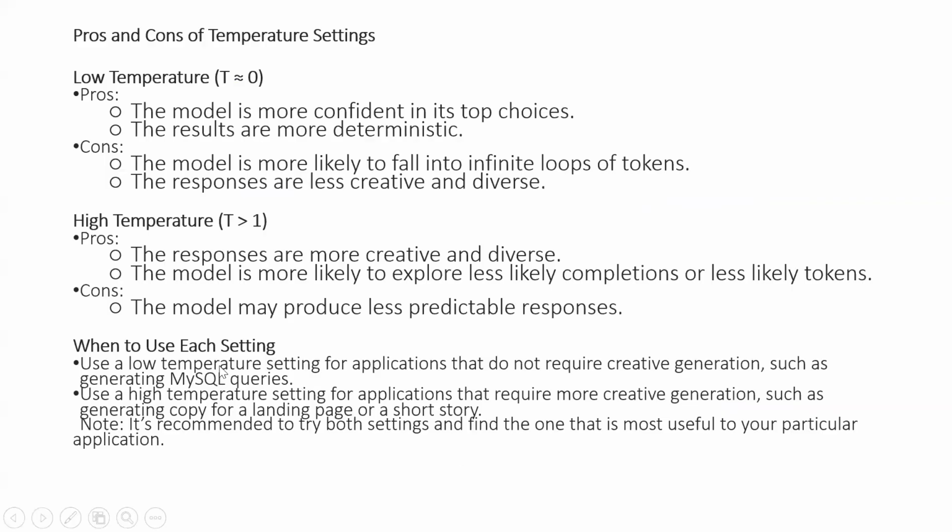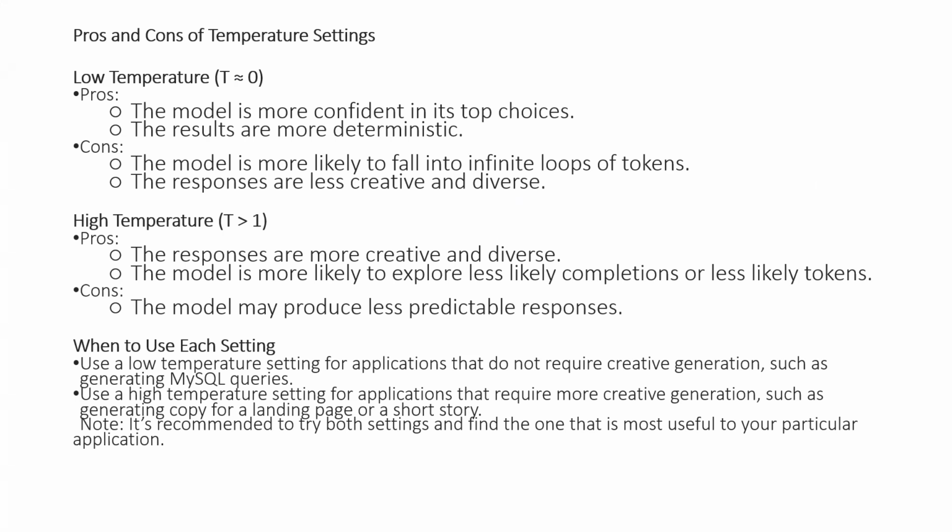For example, when to use each setting. Okay, low temperature means the model is more confident in its top choices. The results are more deterministic. The same results will be shown to the user. What is the con? The model is more likely to fall into an infinite loop of tokens. The responses are less creative and diverse. Okay, the responses will not be creative because each time it will give you the same response.